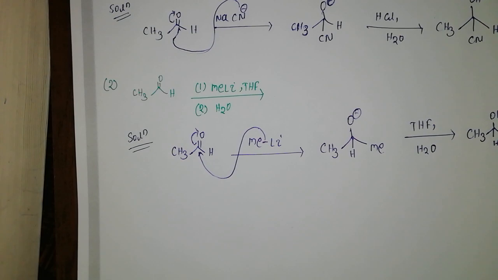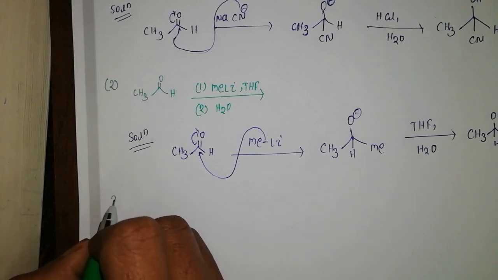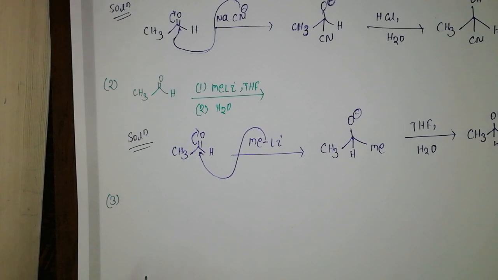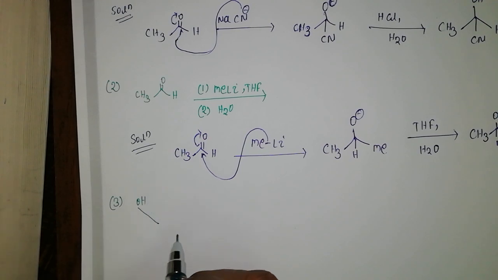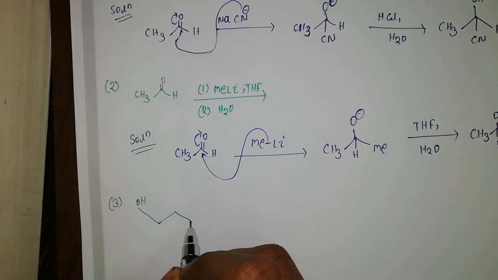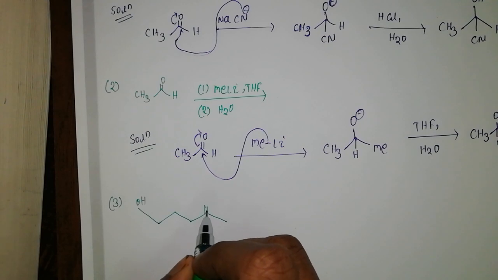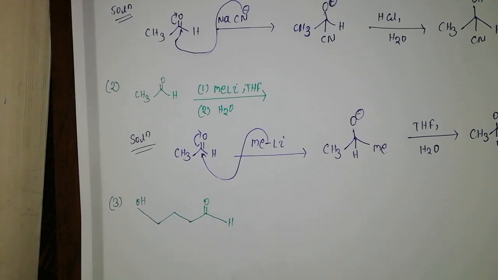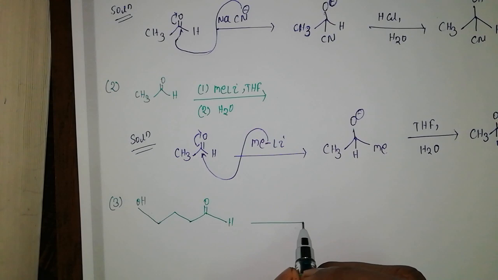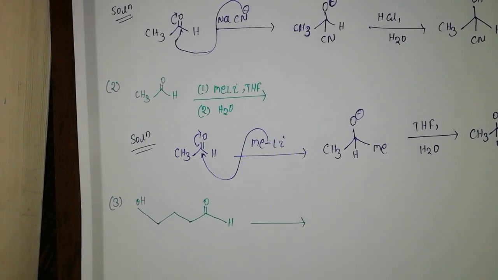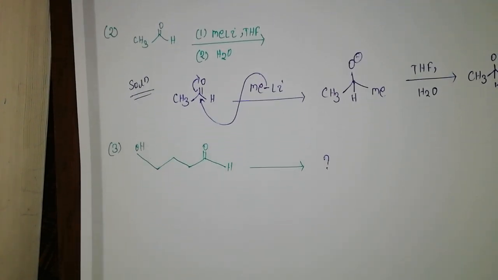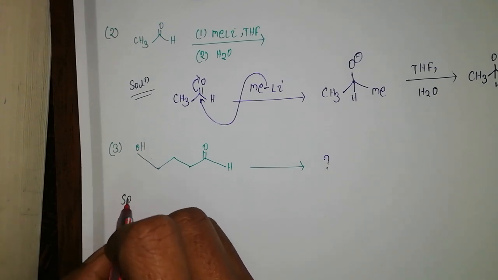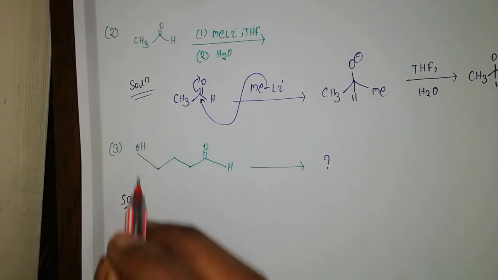Then move on to the third question. The third question says, OH, this. So what will you do? There is no reagent, no solvent mentioned. So what will we do? This is the topic which we need to discuss. We know oxygen has the lone pair.